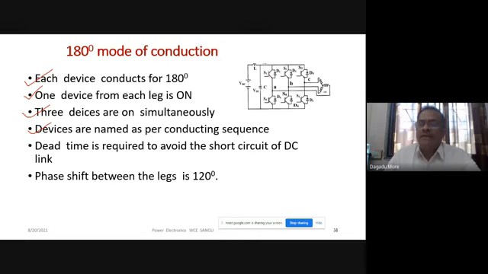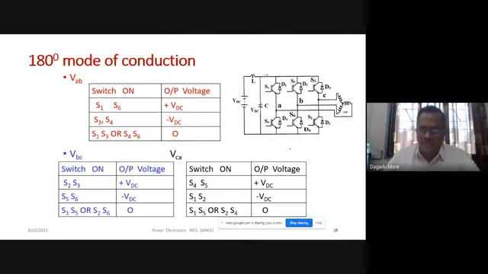And when S1 turns off and S4 turns on, during that time both devices should not be on simultaneously, otherwise a dead short circuit will occur, and a dead time is required to avoid the short circuit of the DC link. The phase shift between the first leg and the second leg is 120 degrees. Similarly, between the second leg and the third leg it is 120 degrees. Similarly, between the third leg and the first leg it is 120 degrees.